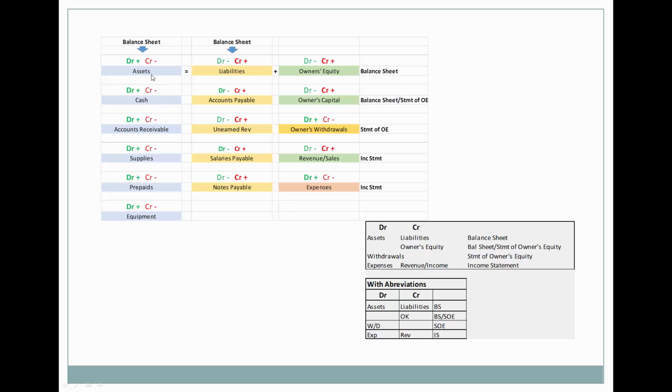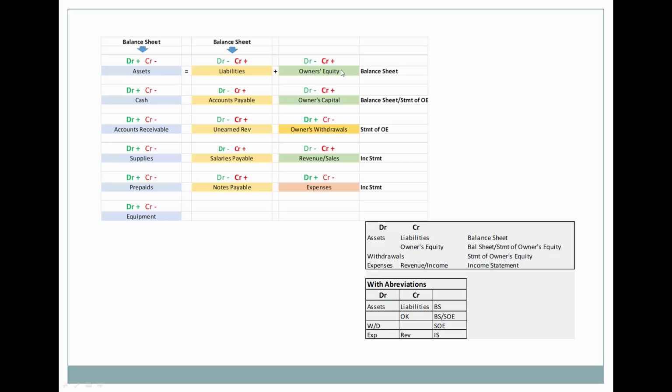So let's go back to the assets, which generally increase with the debit. We can see that cash, accounts receivable, supplies, prepaids, and equipment all increase with the debit, and they're also assets, and assets are only found on the balance sheet. Liabilities also are only found on the balance sheet, and accounts payable, unearned revenue, salaries payable, and notes payable, we can see that each one increases with the credit. So what we've learned so far about our accounts is holding true.